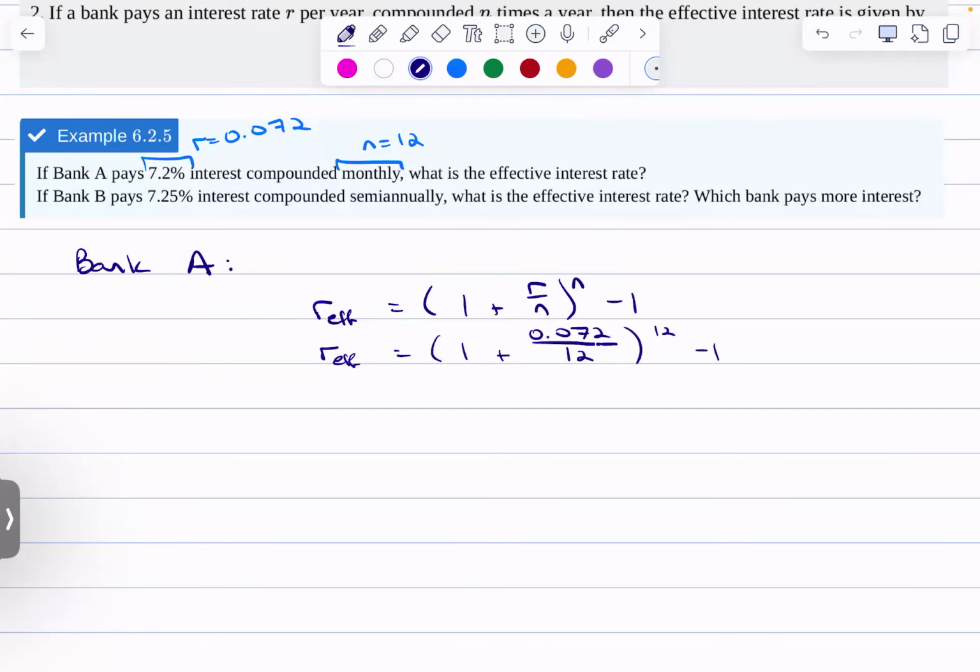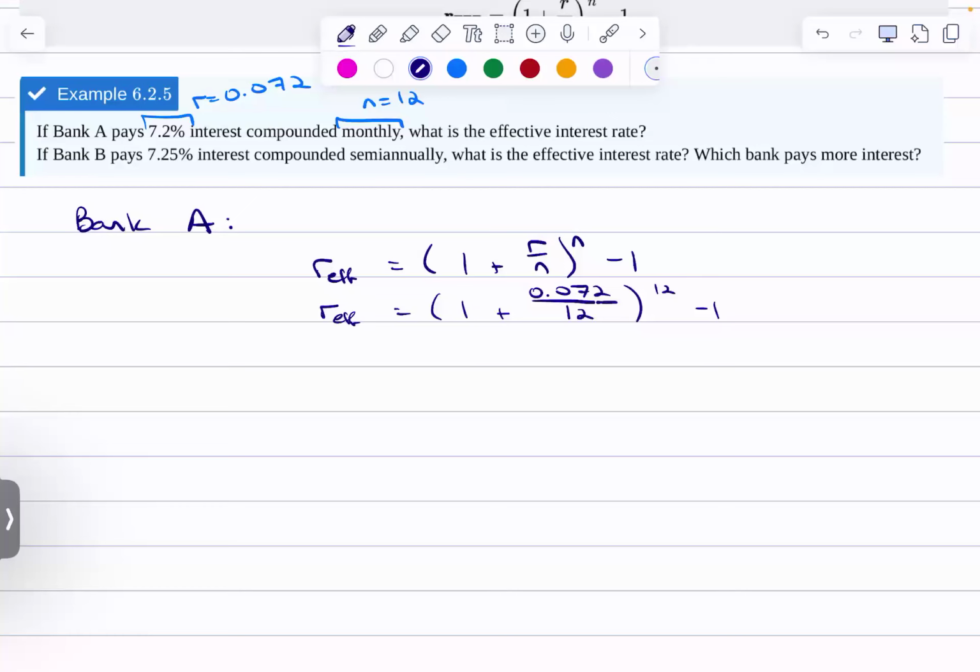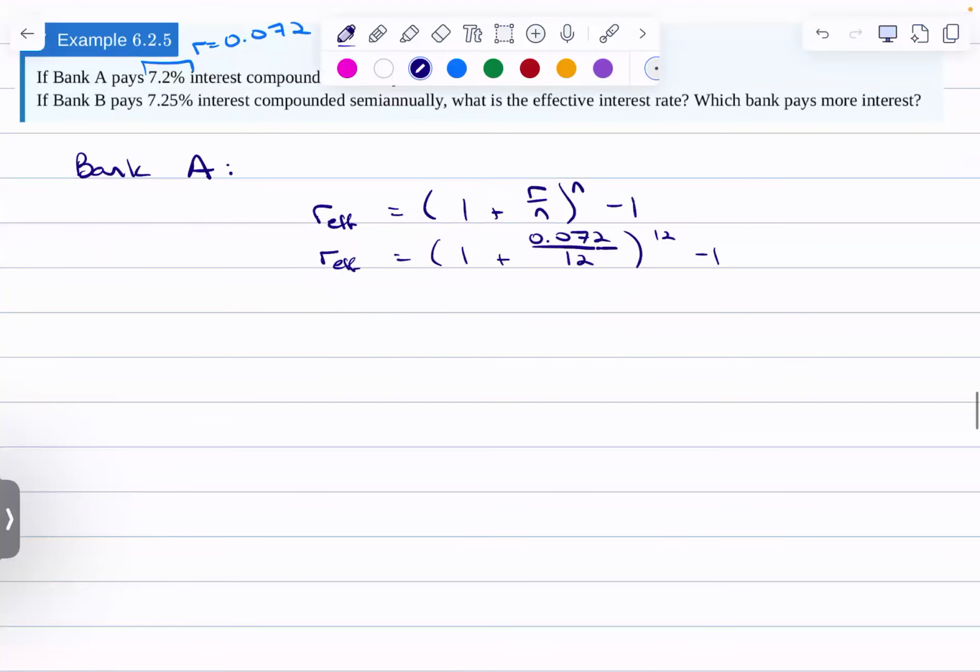A really common mistake is that you forget to minus the 1 because there's a lot of work that goes into the first part, and then you forget the minus 1. But just as before, we're going to simplify the 0.072 divided by 12, then add it to 1, and then to the power of 12, and then subtract 1. So here we go. 0.072 divided by 12 is small but nice. Is 1 plus 0.006. 1, 2, 3, yeah. To the power of 12, then minus 1.